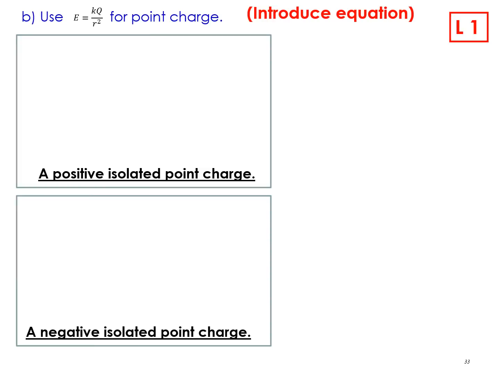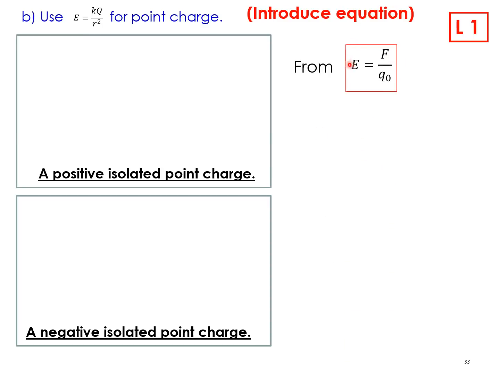Okay, so now I want to introduce you to an equation. The equation for a point charge: E equals kQ over r squared. So where does this equation come from?